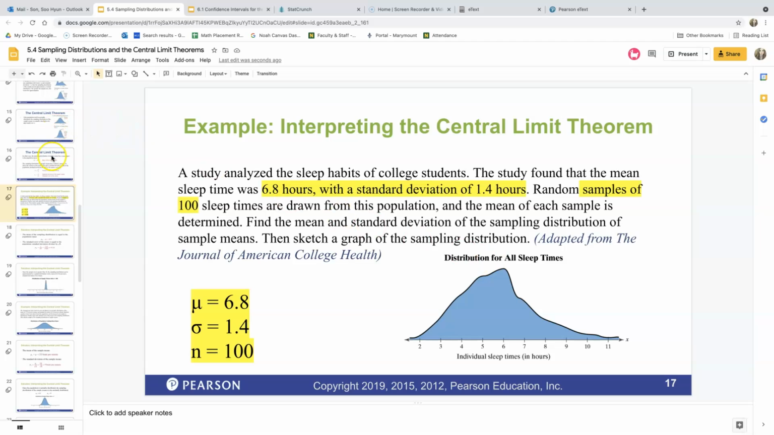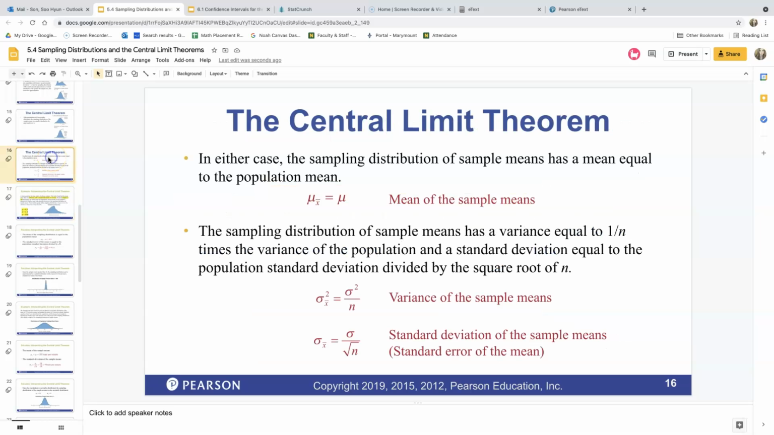That means we can follow, let me go ahead and show you the formulas, okay? We can follow these formulas. The mean will be equal to the population mean. They gave us that the mean was 6.8, so that is going to be that. But we're going to need our little baby calculator to calculate the standard deviation of the sample mean. We're going to have to divide the population standard deviation by the square root of n. Okay, so get your calculator ready. We're going to type some things in.